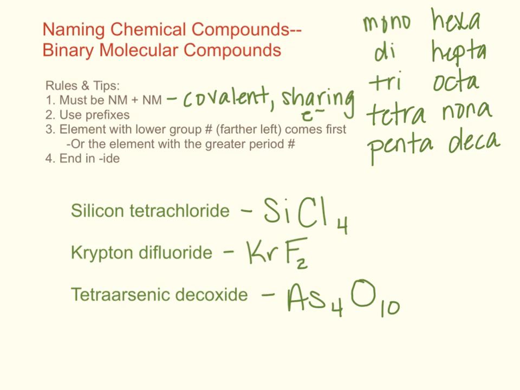So remember, when using binary molecular compounds, you have a nonmetal bonded to a nonmetal with a covalent bond, meaning I'm sharing the electrons between my nonmetals. I'm going to use my prefixes over here to tell how many of each element I have in my compound. And if you need to construct this from scratch, your element with the lower group number comes first, or if they're in the same group, the element with the greater period number comes first, and then your compound ends in "ide." And that's it. That's all you need to do for naming binary molecular compounds.